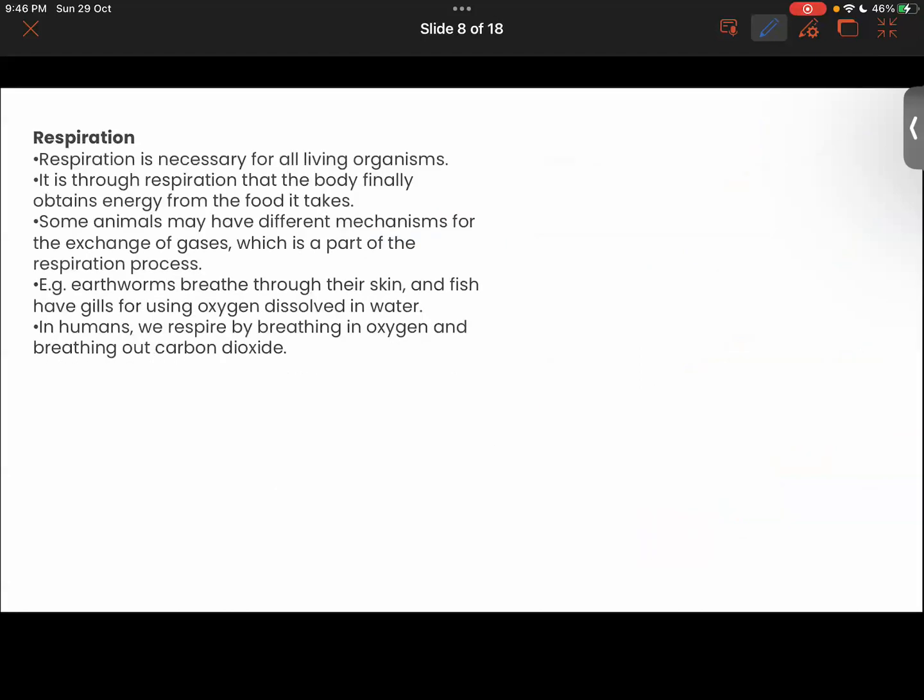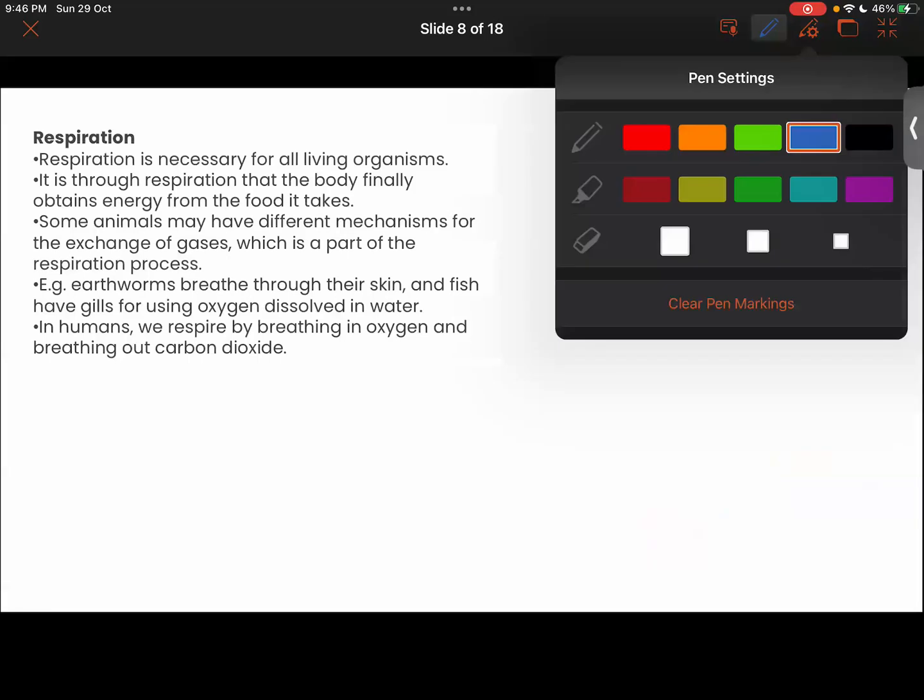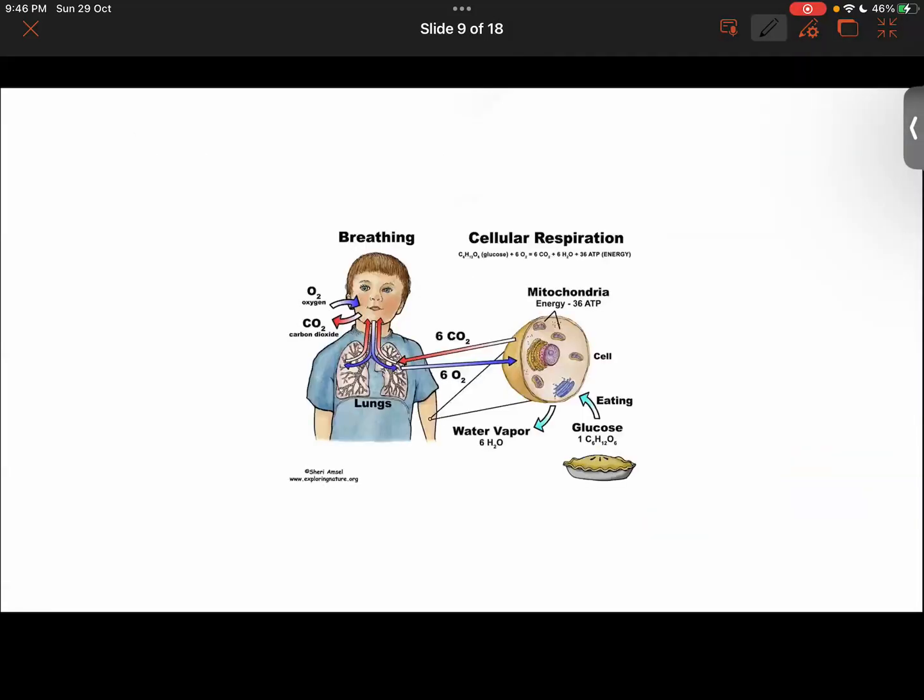And then in the previous class, I did tell you about respiration, right? Now, will you please define respiration? Just a few lines. What is respiration?